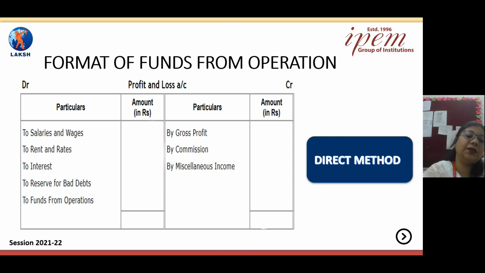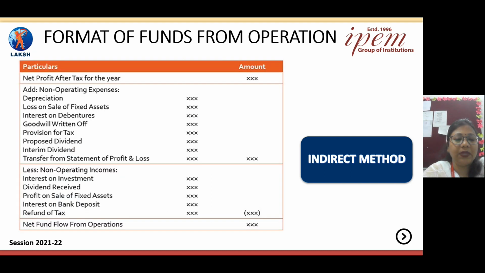So under this method, we have gross profit, and from the gross profit we have deducted the various expenses, and on the debit side we have a figure, the balancing figure, that is called funds from operation through this calculation. And this is the format of the indirect method, how to calculate funds from operation through the indirect method.